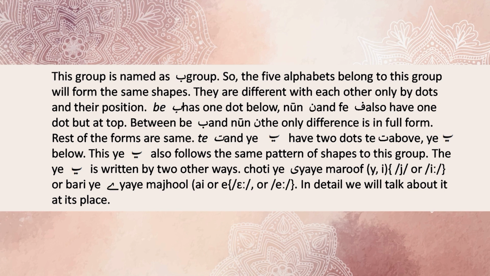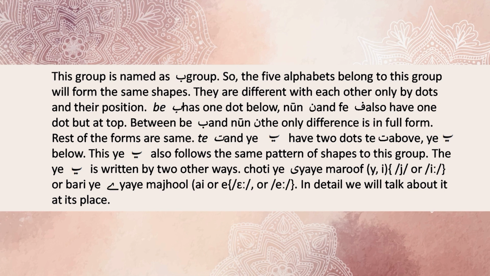Te and ye have 2 dots, te above and ye below. When we write te, and when we write ye in full form with 2 dots, it is similar to and acts like the be group. That is similar to be, pe, te.